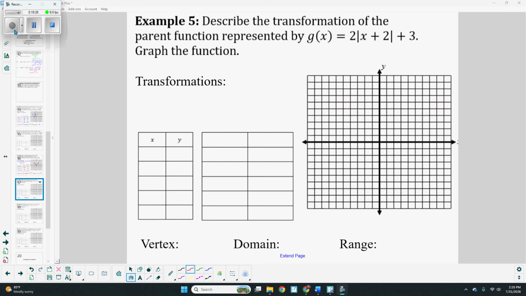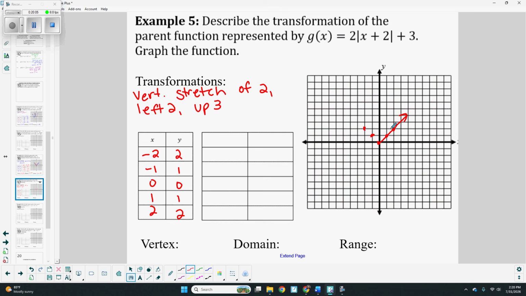All right, 2 more together, and then there's one last one for you to try. So here we have another absolute value. We have the 2 in front, so that we know that that's a vertical, bigger than 1, stretch of 2. The 2 inside means left and right, and because it's positive, it's left 2, and the 3 outside is up and down, and because it's positive, it's up 3. So absolute value, when we do -2, -1, 0, 1, 2, we have 2, 1, 0, 1, 2. All right, graph that parent function.